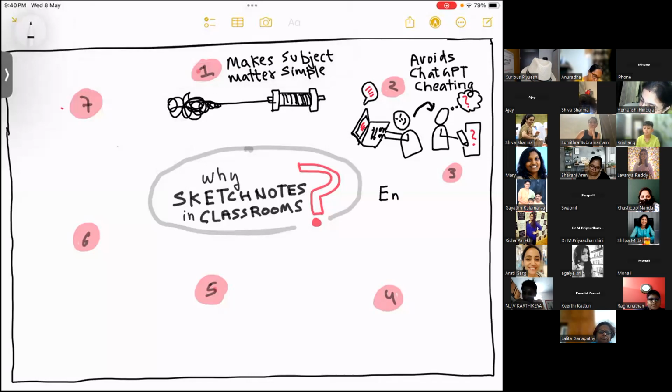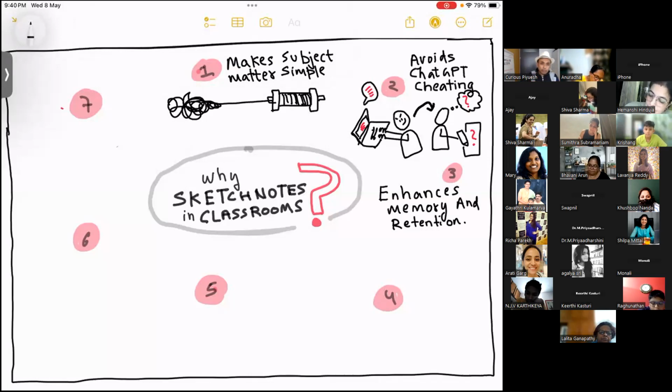Enhances memory and retention. So enhances memory and retention.